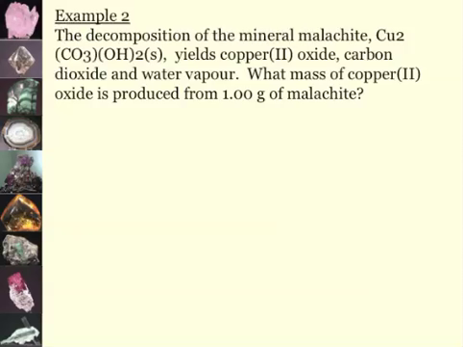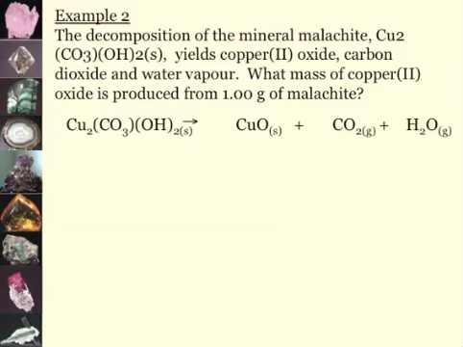Okay, so for our second example, the decomposition of the mineral malachite, copper(II) carbonate hydroxide, Cu2CO3(OH)2 solid, yields copper(II) oxide, carbon dioxide, and water vapor. So what mass of copper(II) oxide is produced from 1 gram of this mineral? So first of all, we write out my equation, then I balance it. So a 1 to 2 to 1 to 1.